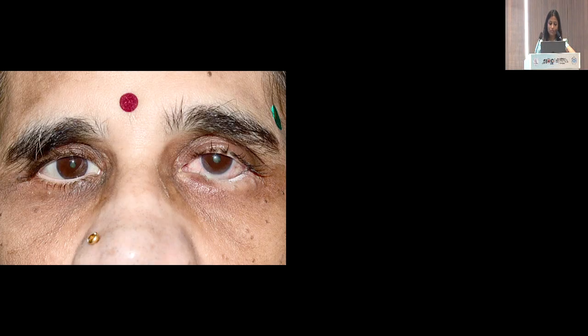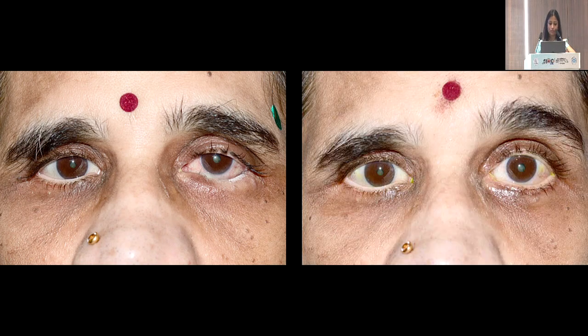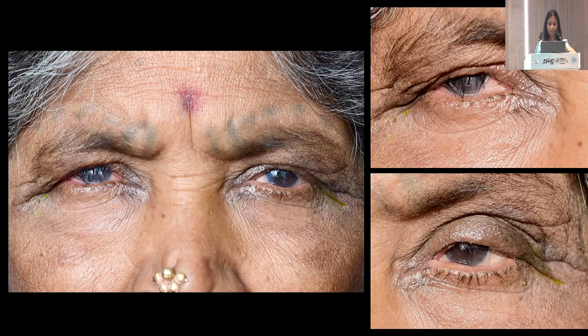Now coming to the entropion, this is a simple case of an involutional entropion. We treated her with a Jones procedure and she did well. If there is too much eyelid laxity, then we can combine it with a lateral tarsal strip, which decreases the chances of recurrence.